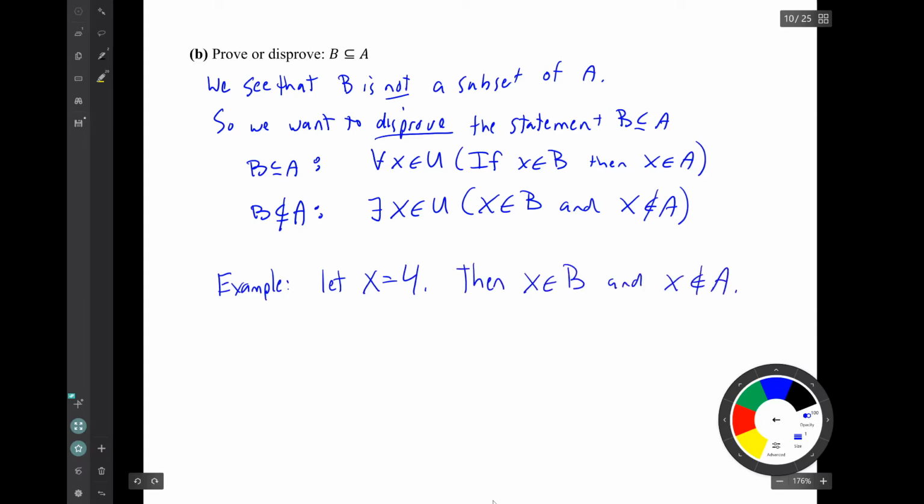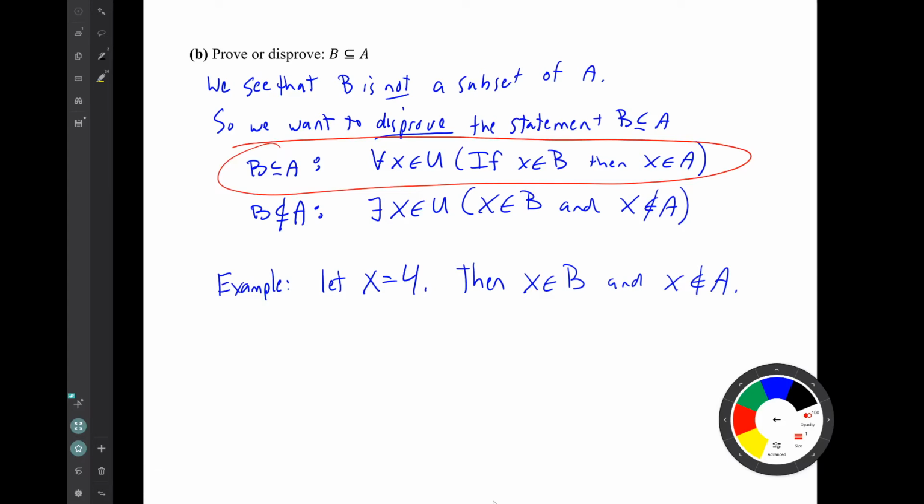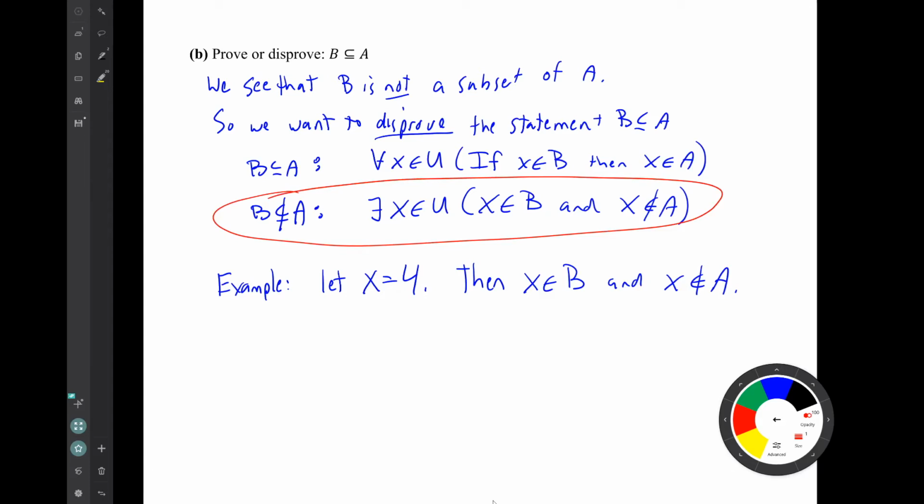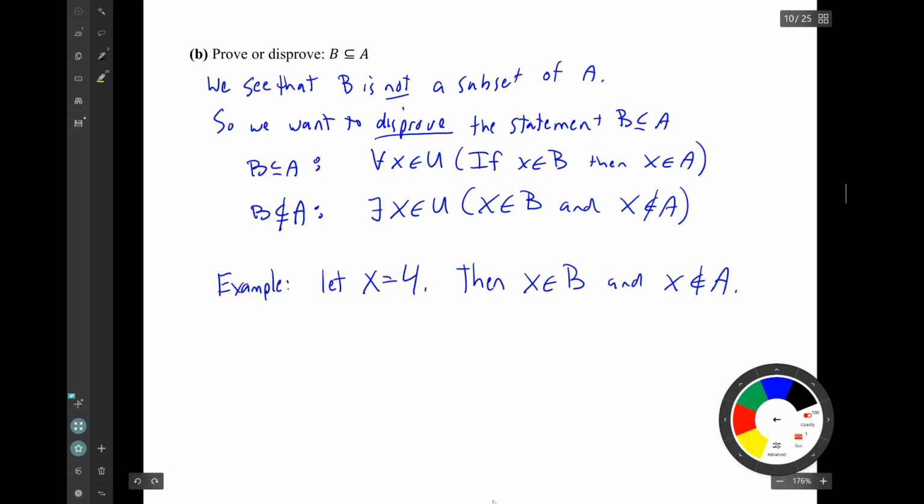So if we let X be the number 4, then X is a number that's in B and is not in A. So we can say that this number 4 is a counterexample that shows that this universal statement is not true. Or you could say that it's an example that shows that this existential statement is true. So either way, it's an example that proves that B is not a subset of A.